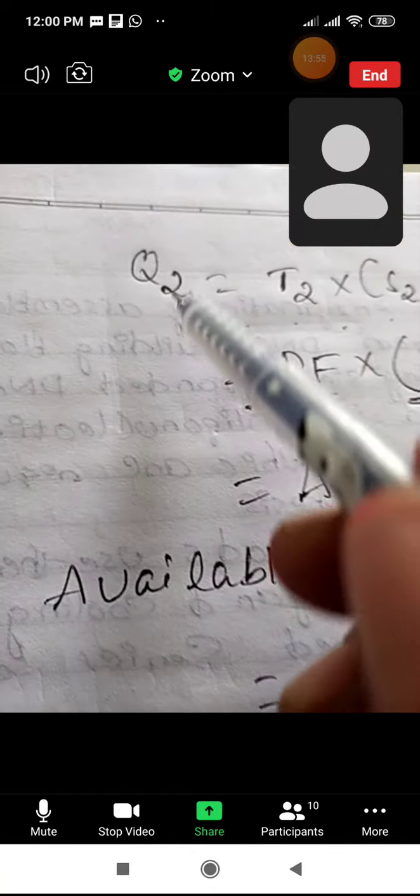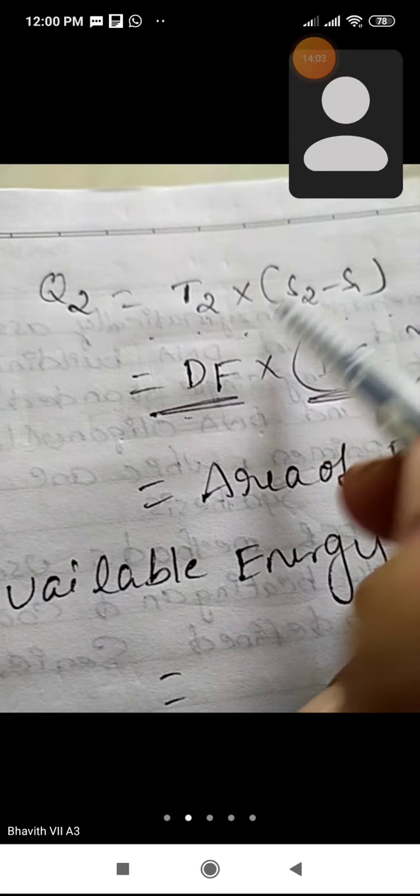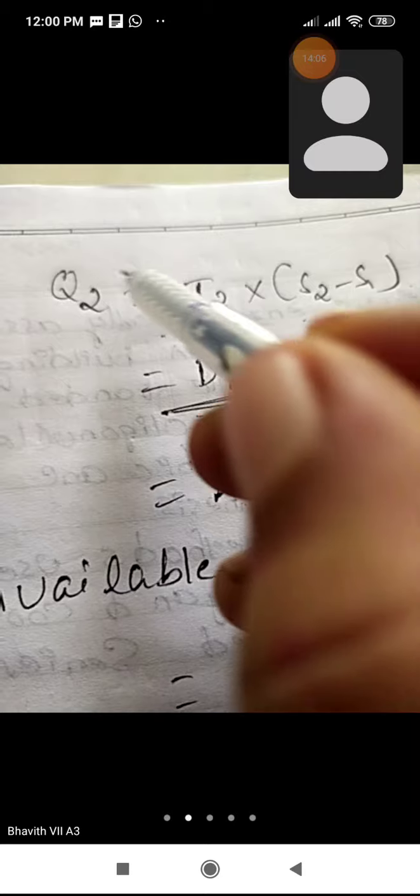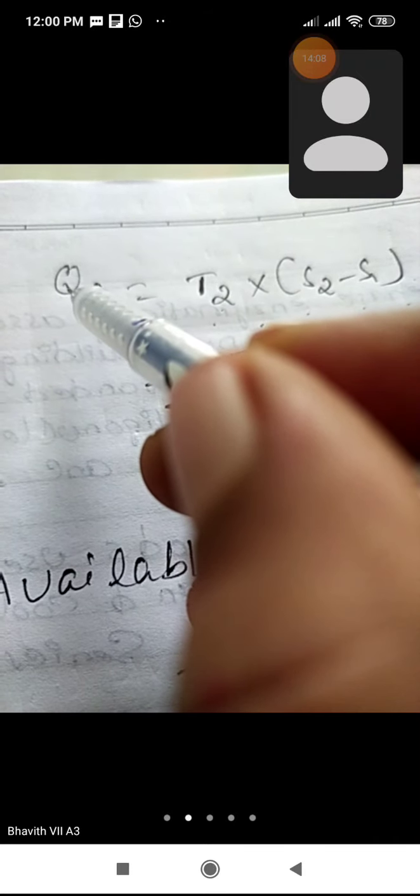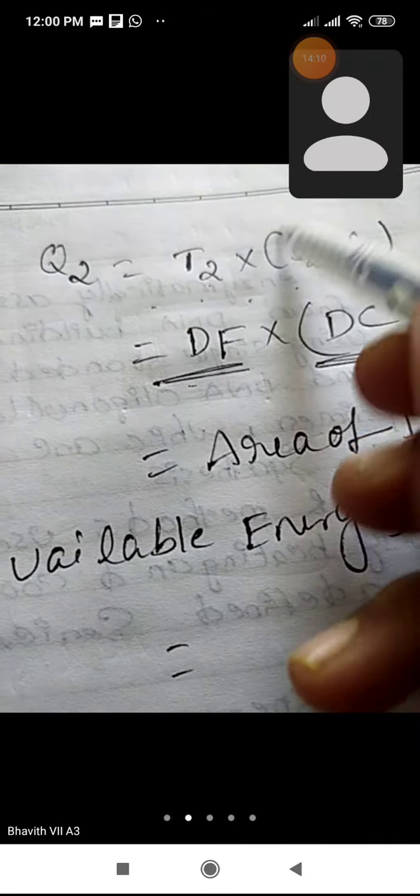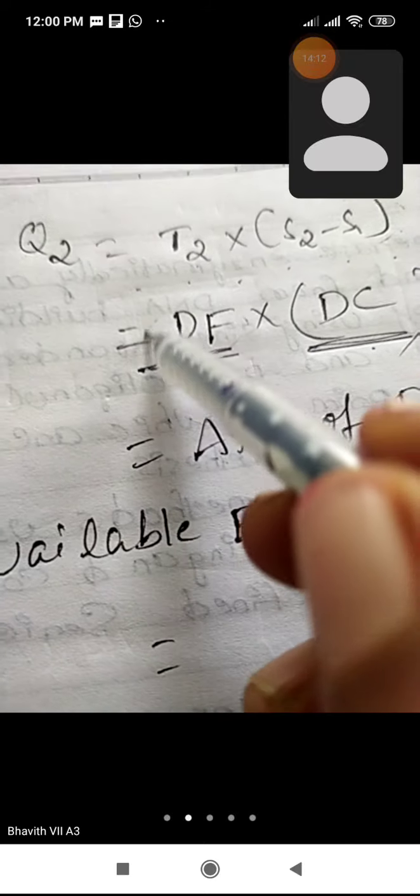Now Q2 is the amount of heat which is rejected from the system. That is, Q2 is equal to T2 into (S2 minus S1). Why? From the definition of entropy, Q2 is equal to temperature into change in entropy. From the diagram, T2 indicates the length DF, and S2 minus S1 here.